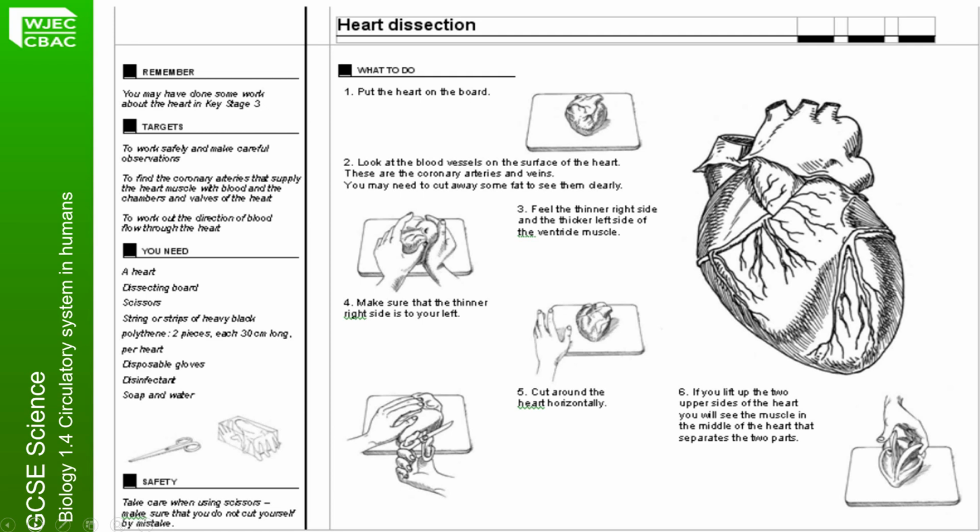So it's all about the experience of dissecting the heart is to make observations and actually be able to identify structures. To particularly find the coronary arteries that supply the heart muscle with blood and the chambers and valves of the heart. And to also be able to work out the direction of blood flow through the heart.